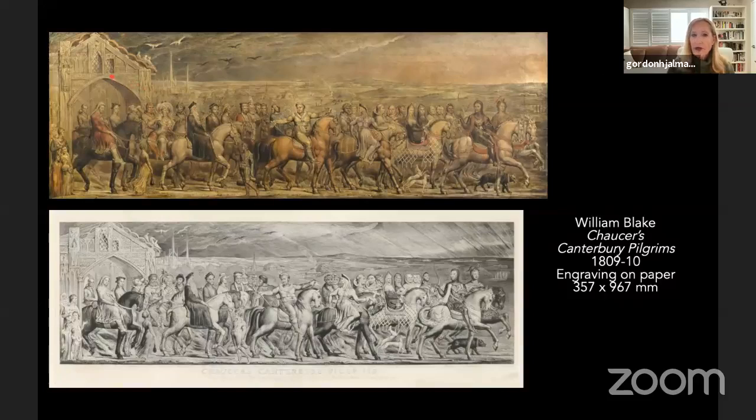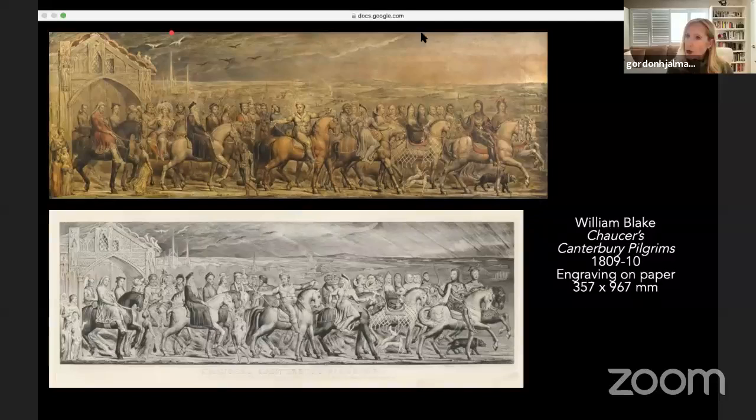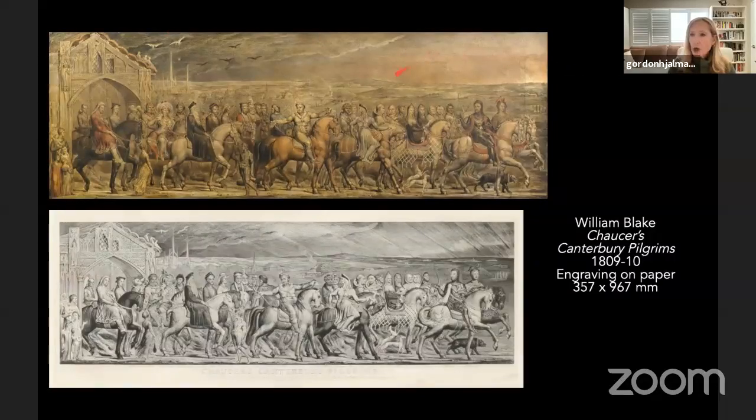And so what Blake creates is a beautiful representation of all these figures who are going to these 29 pilgrims, and they're all from different walks of life. Some of them are more aristocratic. Some of them are more of the lower realms of society. And he creates a very medieval-like line of figures. It's exquisitely done. And it's really nice to see that he did multiple images of this.